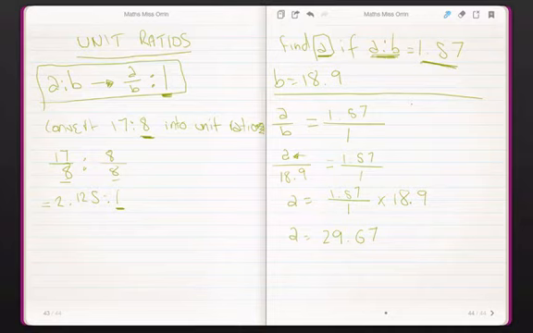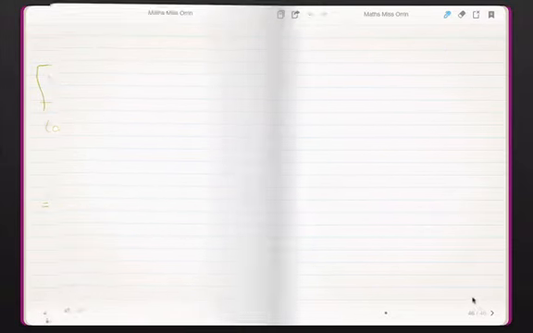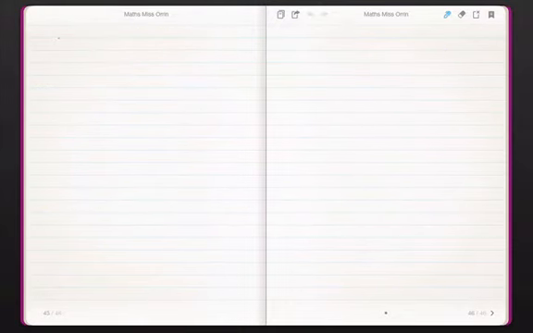Then, once you've got them in fractions, you just move things around like you normally do with algebra, okay? Make sure you find out what other information the question has, like we knew that B was 18.9, okay? Hopefully this is making a bit of sense. Let's do another example. Okay, so another example up here.